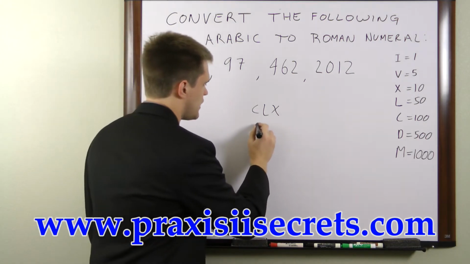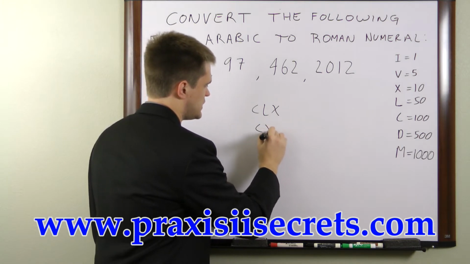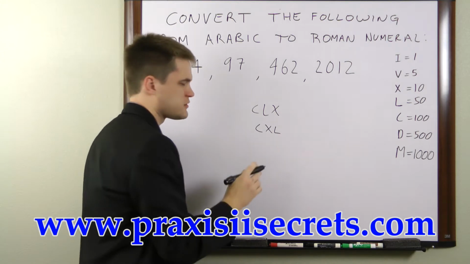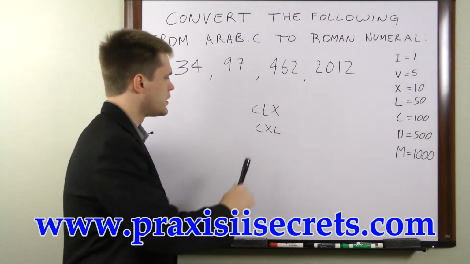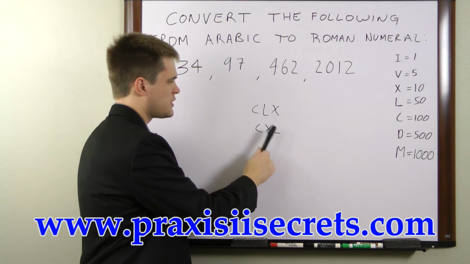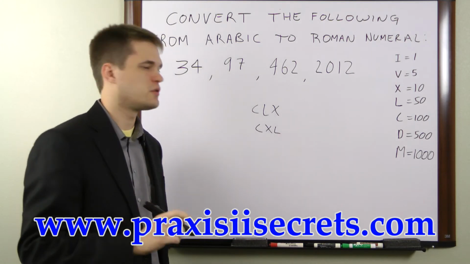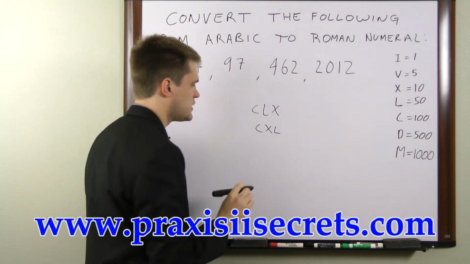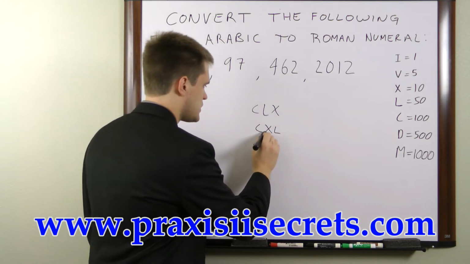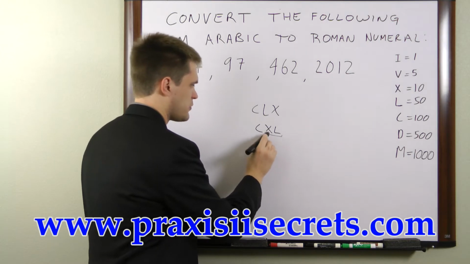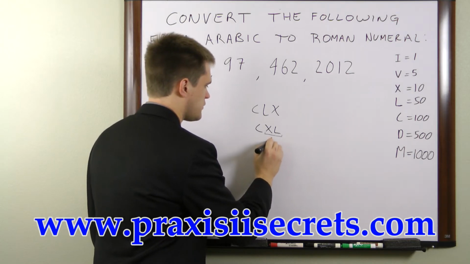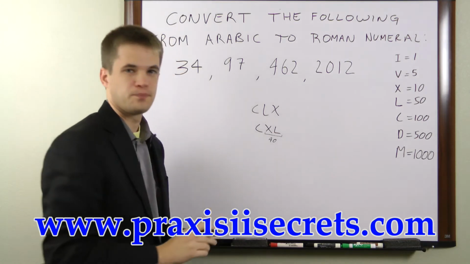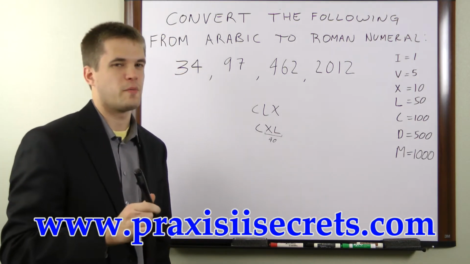So for instance, if instead of CLX you have CXL, you have 100, 10, 50. So you've gone down and then back up. So you have to treat the lower number and then the next higher number as a single unit. So instead of this being 100 plus 10 plus 50, what you have here is this being considered a single number, 50 minus 10, or 40. So this number is in fact 100 plus 40. So those are the three things you have to remember.